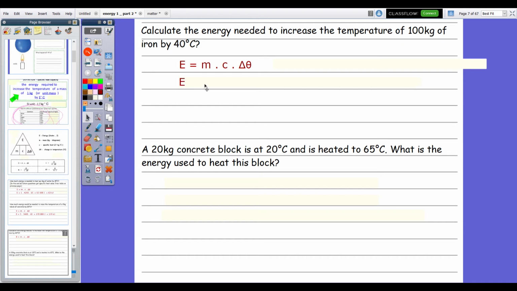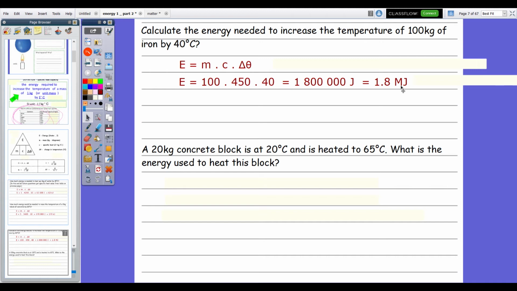Put the numbers in. What numbers did you have? M 100, C 450, delta theta 40, 1,800,000 joules, or 1.8 megajoules, capital M here. Don't do them little m, that would be millijoules. I mean a 1,000th of a joule, very different. Have a pause. Let's do the next one.